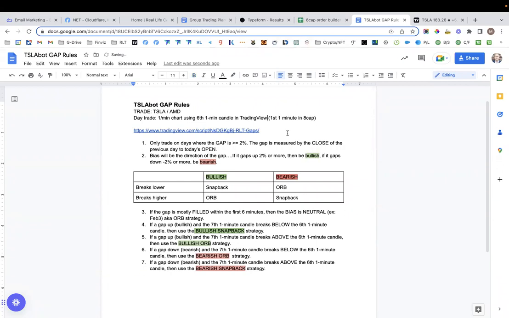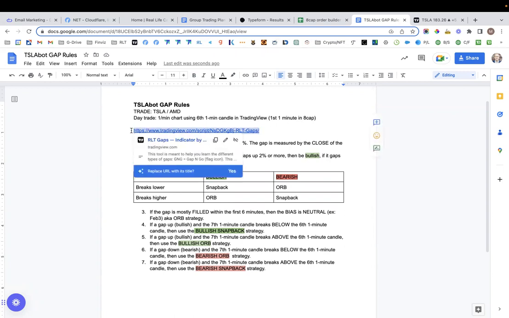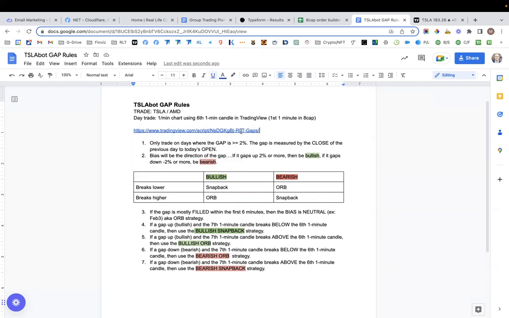And some of you have asked, how do I know what the size of the gap is without doing some math? And I do have a free indicator there that shows you what the dollar amounts are, for the percentages rather, for the gaps. And here's the rules that I execute. You really only trade on days where the gap is 2% or higher. And the gap is the close of the previous day to the current open.